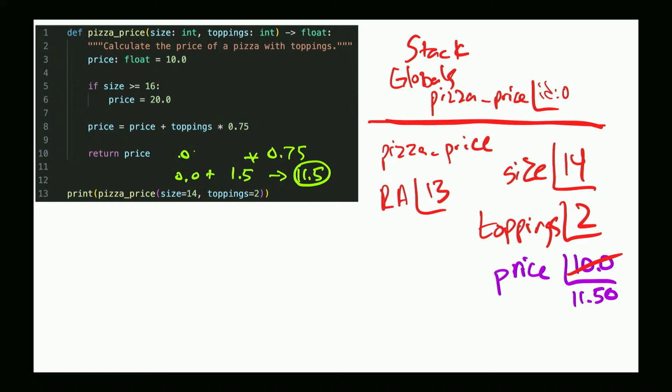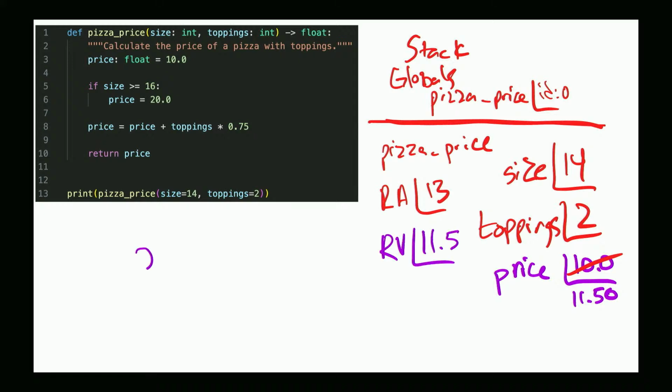And finally, we go and we reach this return statement. We return the current value of price, and that would be 11.5, right? And the output would be 11.5. Questions on this example?